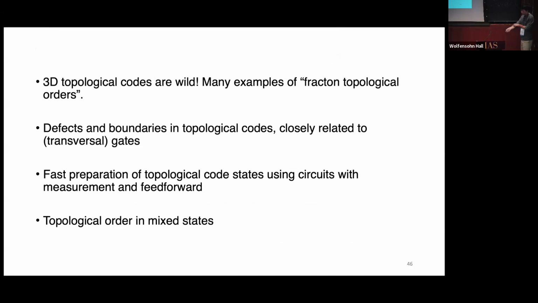All right, so that's all I want to talk about. Here I just list a few other things that are relevant in this context, but obviously I don't have time to talk about them, including what happens in 3D topological codes. They're wild. They have given you all of these fractal topological order and defects and boundary gates, etc. Okay, so I end here. I guess I'm taking too much time. Thank you for your attention.